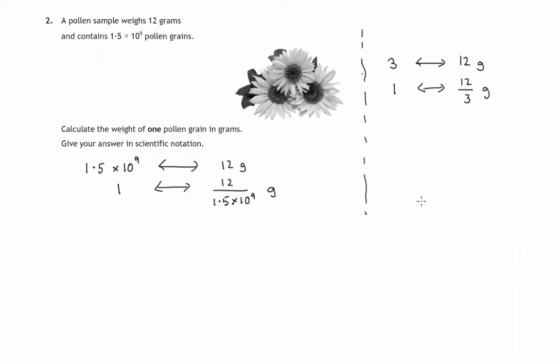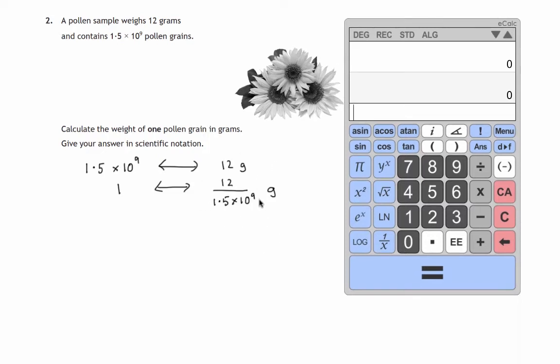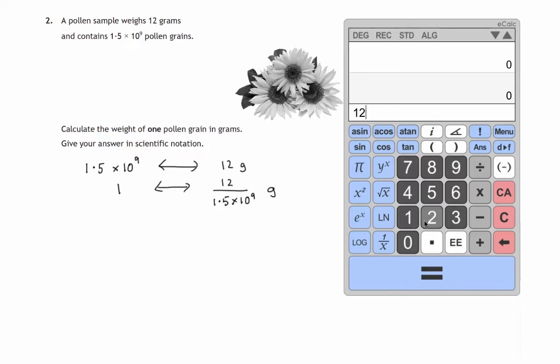And we're in paper 2, we have a calculator. We should be doing calculations on our calculator just to make sure we get things totally right. This can be done without a calculator, as I'll show you shortly. So the simplest and easiest method is just to enter the numbers as they are, 12 divided by. Now there's a problem. How do we enter 1.5 times 10 to the power 9 on the calculator?